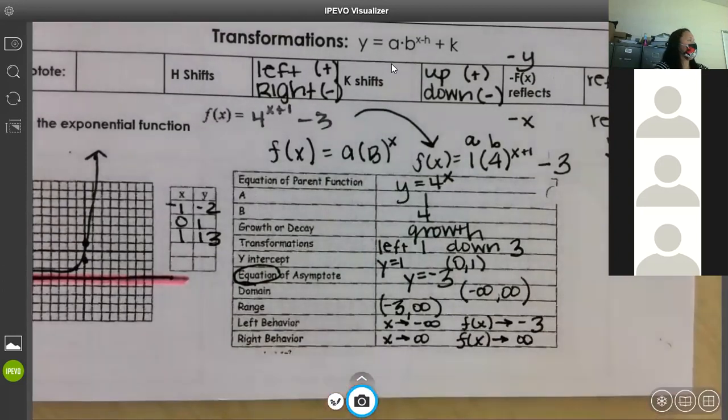Any questions on the first page? So probably the hardest part were those last two questions and really just the left behavior rather than the right. All right.